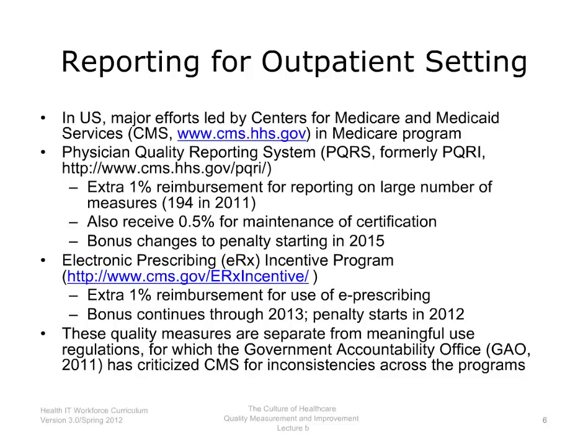Another CMS program is the Electronic Prescribing (ERX) Incentive Program. This program provides an additional extra 1% reimbursement for use of e-prescribing. The bonus continues through 2013. A penalty starts in 2012. The quality measures in this program are separate from meaningful use regulations, for which the Government Accountability Office, GAO 2011, has criticized CMS for inconsistencies across the programs.